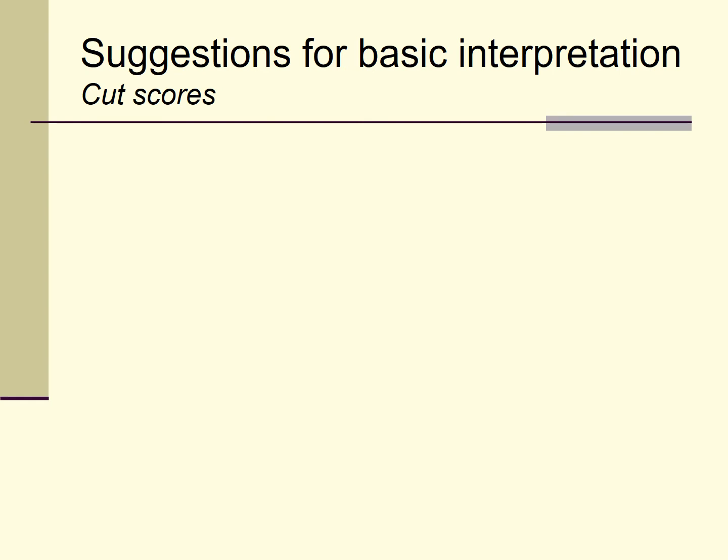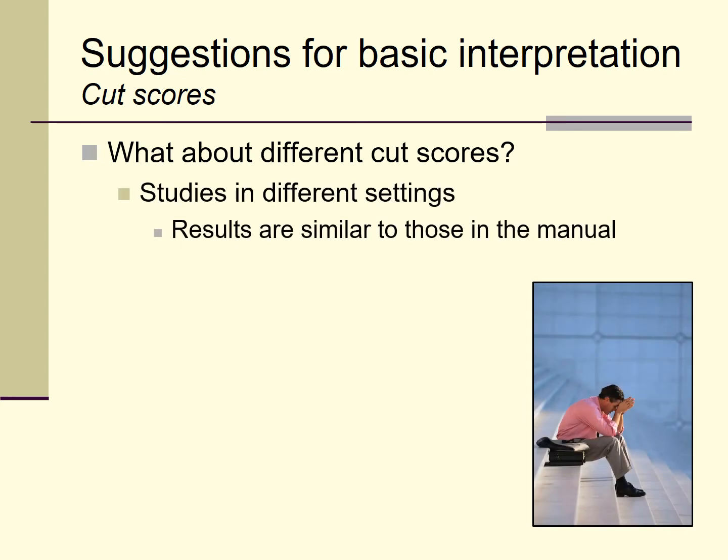So, when we look in different settings, I have looked for some research that's been done to evaluate cut scores in different sorts of settings, and at least the last time I checked, a lot of the studies that I saw found cut score solutions that were pretty similar to those offered in the manual, which is a good thing, because it means that generally speaking, if you have that broad approach of wanting to screen for depression, and you develop cut scores to maximize sensitivity balanced against specificity, you get fairly similar solutions.